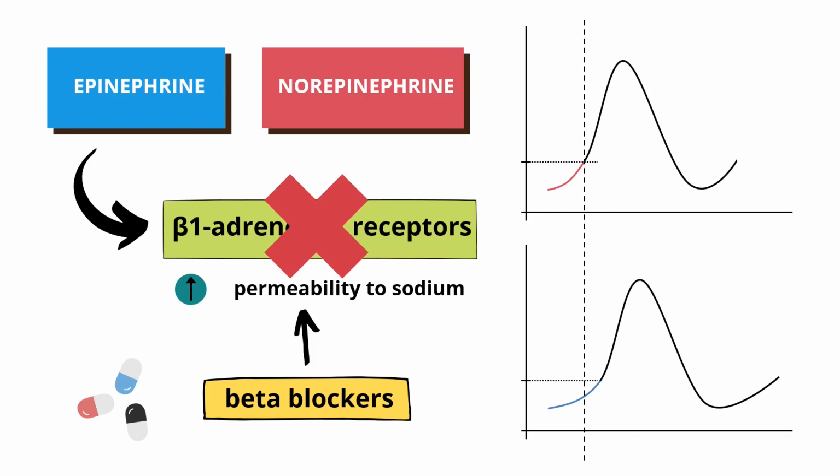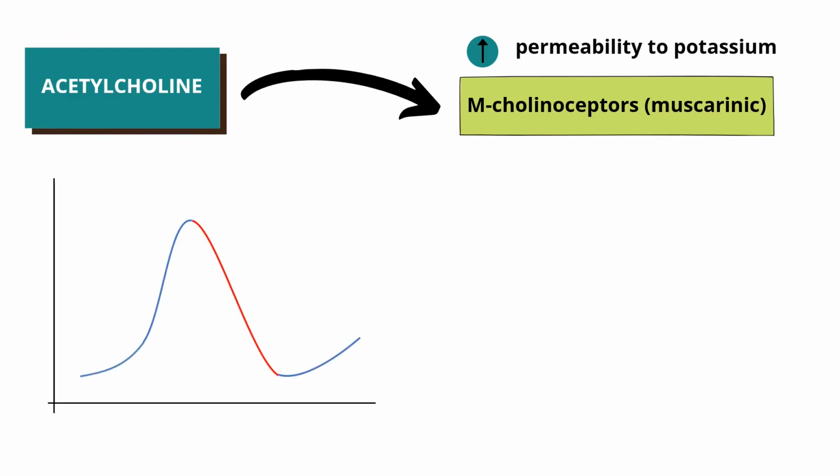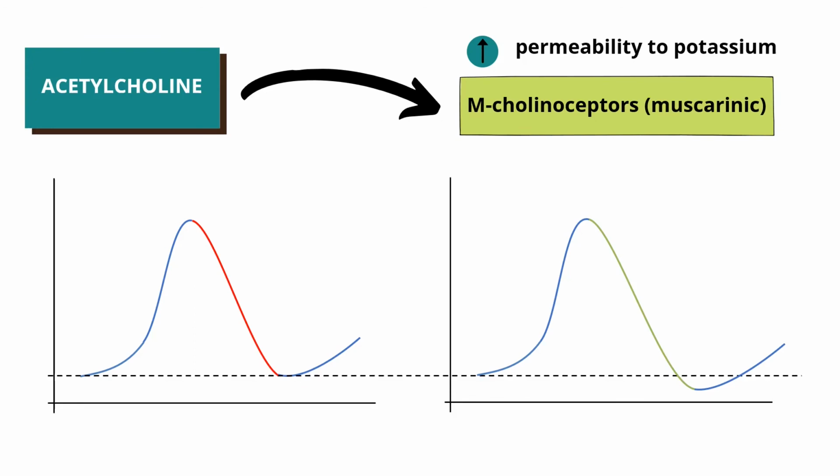Acetylcholine, on the other hand, is released by parasympathetic fibers of the vagus nerve, the 10th cranial nerve. Acetylcholine binds to muscarinic cholinoceptors, or M cholinoceptors, which results in higher permeability to potassium. Remember when we said that when potassium leaves the cell, the membrane potential repolarizes? Well, if the membrane is more permeable to potassium and more potassium leaves, the membrane potential will become even more negative than usual, and then it will be much more difficult for the membrane potential to reach threshold. This essentially means that because it will take more time to elicit an action potential, the heart will beat more slowly.